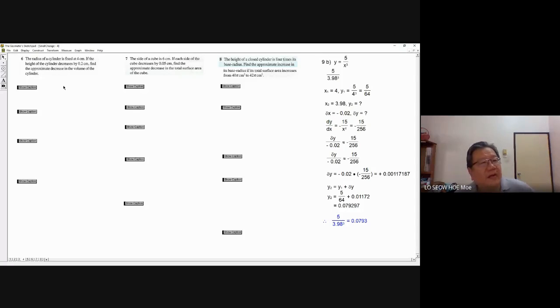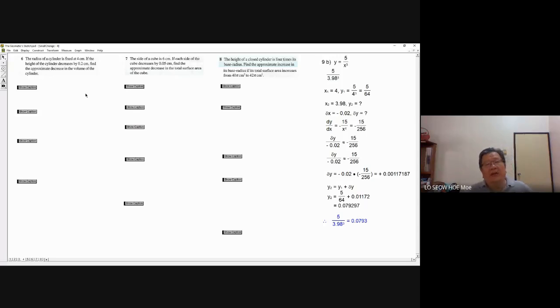We start by reading question number 6. The radius of a cylinder is fixed at 4 cm. So the radius is fixed, it's not a variable, so you don't differentiate this radius. If the height of the cylinder decreases by 0.2, now the height can increase and decrease. So the variable here is the height, not the radius. Be very careful. Find the approximate decrease in the volume of the cylinder.